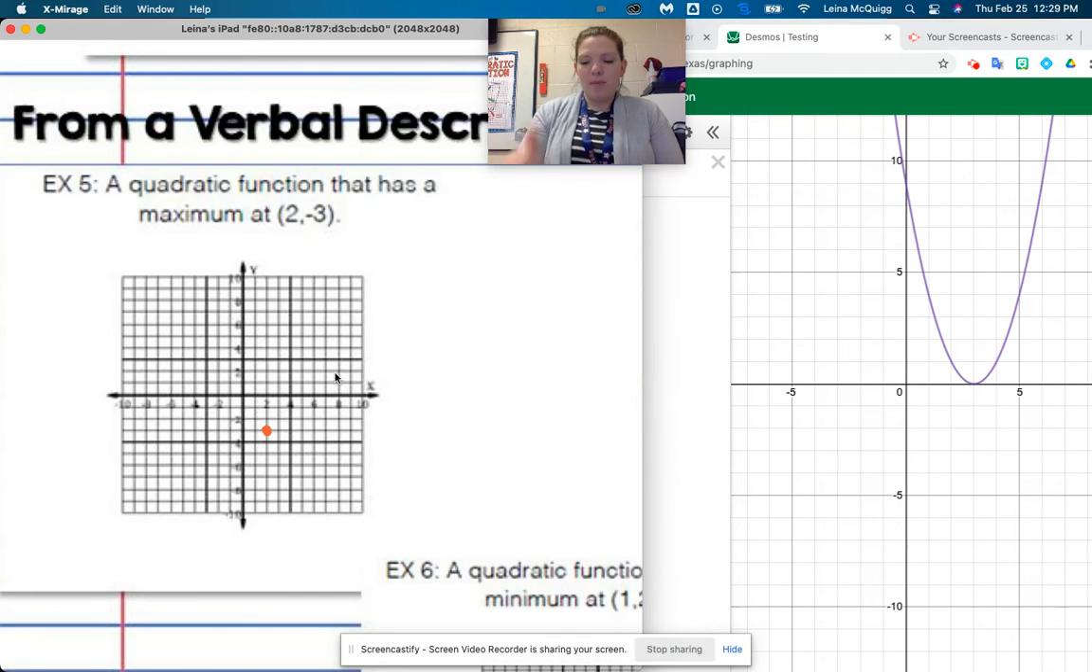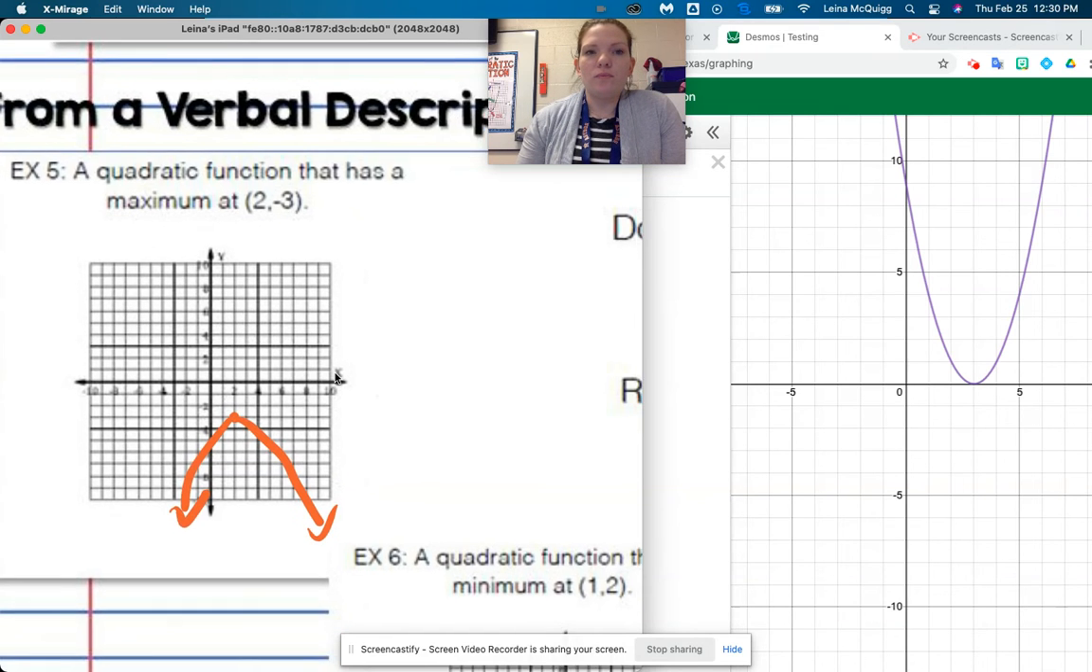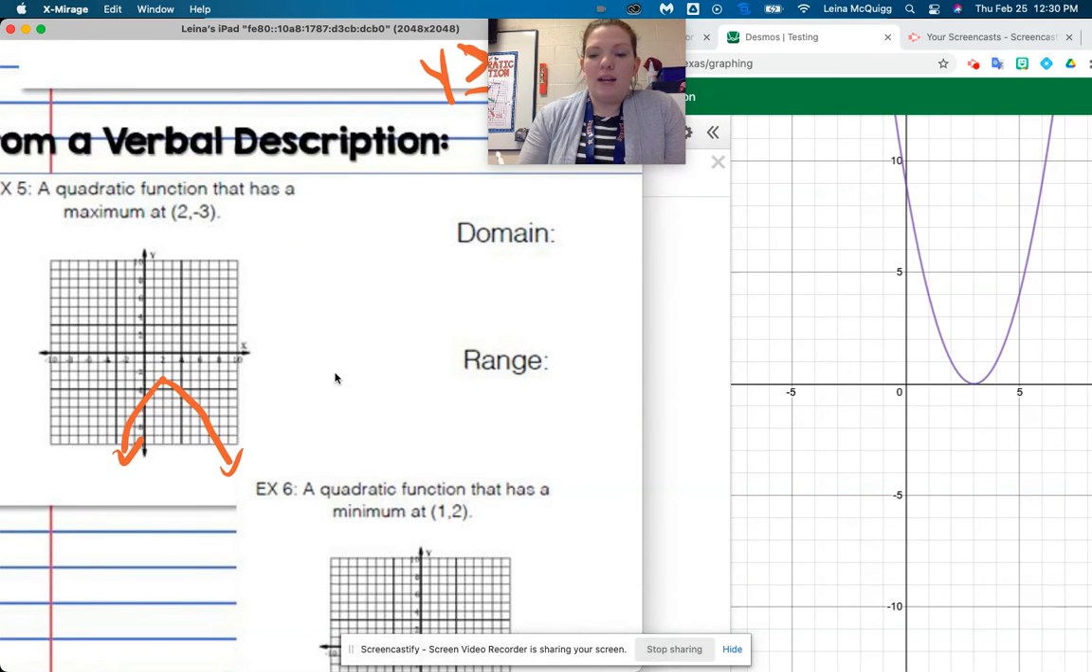That's the highest my graph will go. So the rest of it, I don't even care what it looks like in either direction. It's going to have arrows on both ends, but that's the highest it will go. So my domain is going to be all real numbers.